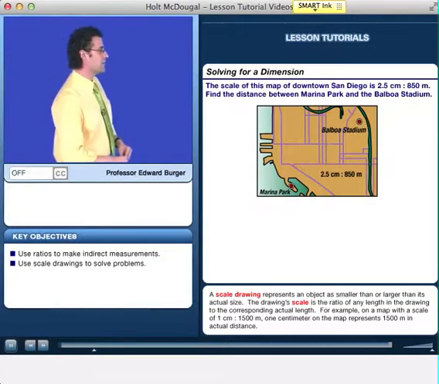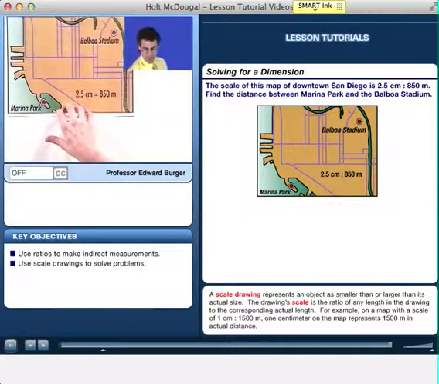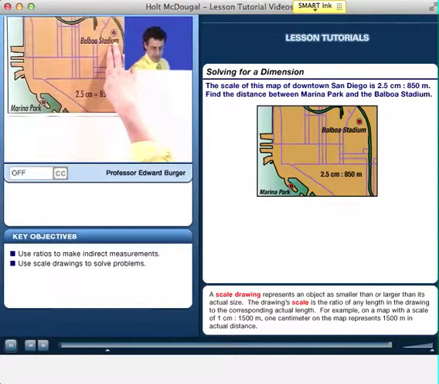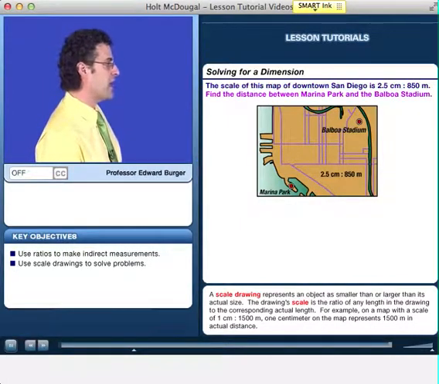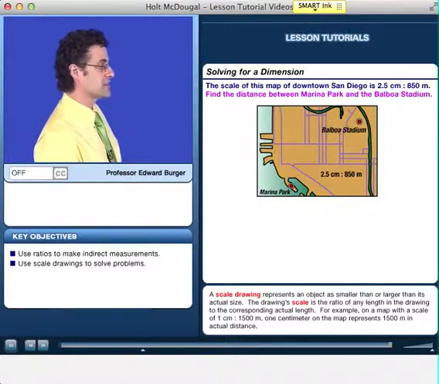So here we have a map, you can see California, and we've got Balboa Stadium, and we've got Marina Park. And so what are we told? We're told that the scale of this map of downtown San Diego is 2.5 centimeters to 850 meters. And our mission is to find the distance between Marina Park and Balboa Stadium.